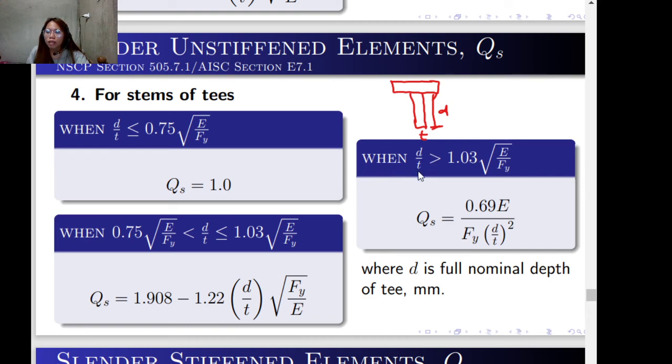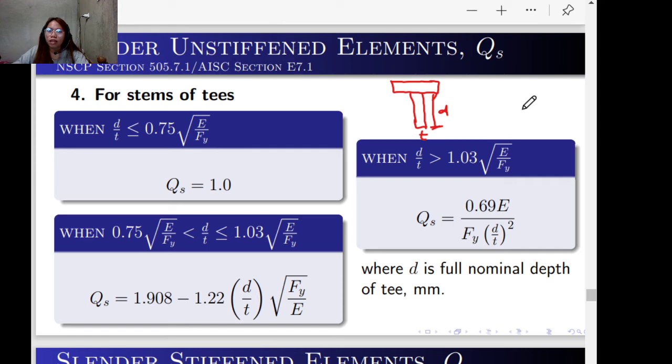But when d over t, meaning d is tall but t, the thickness, is small, so this is a very slender element. If this is greater than 1.03 square root of E over Fy, use Q sub s equal to 0.69 E over Fy (d over t) squared. This is for slender unstiffened elements.